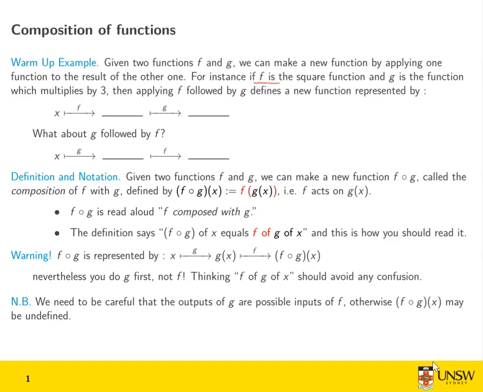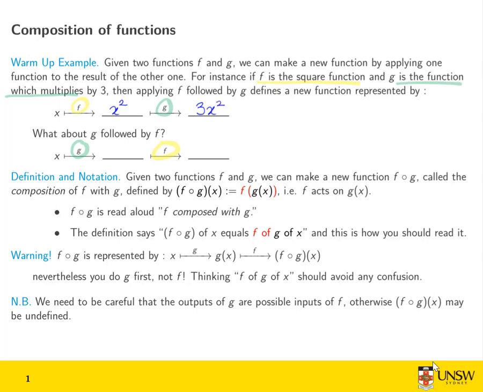So we say f is the square function. So here f is the square function, so in that case it's there and there. And then my other function g is just a function that multiplies by 3, which is there and there. So we just want to know what we get. So f is a square function, so if I start with x, I'm going to get x squared. I then apply the function which multiplies by 3, and I get 3x squared.